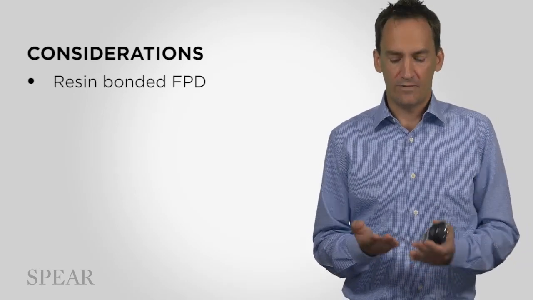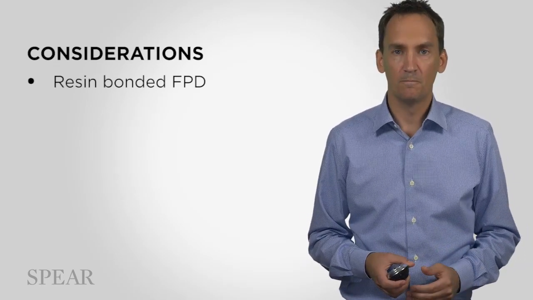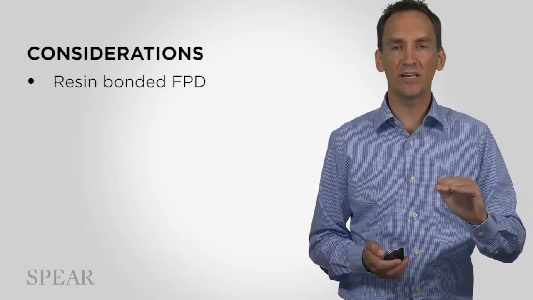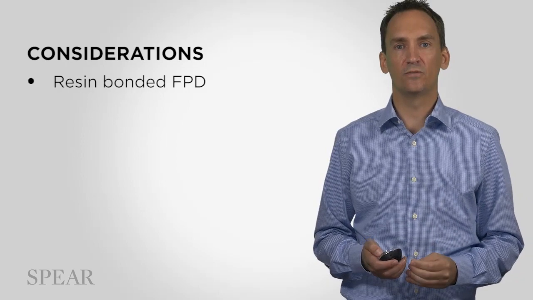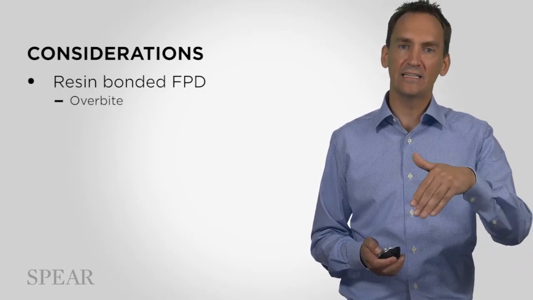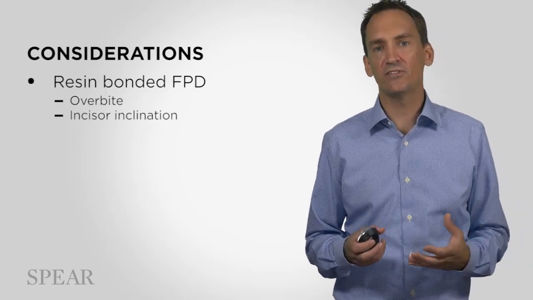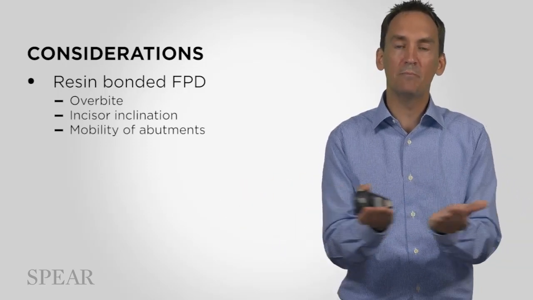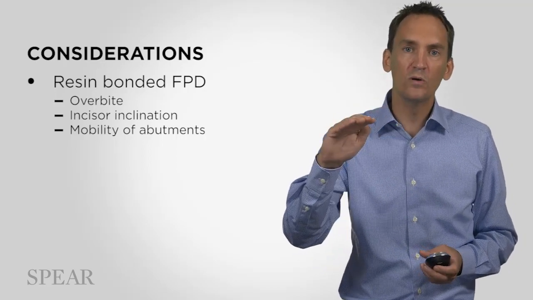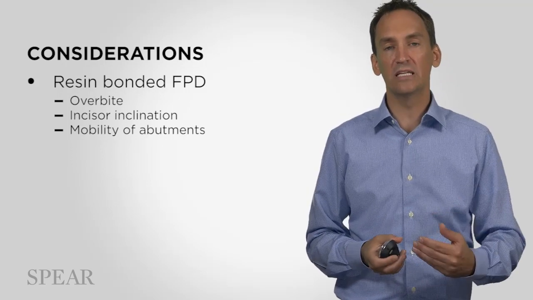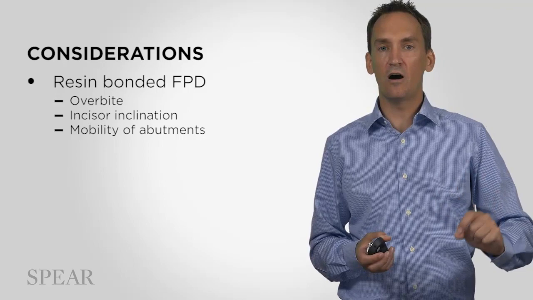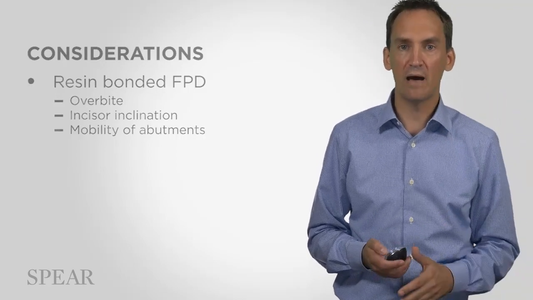Resin bonded bridges, if you look in the literature, can be very successful. But they also have the most stringent criteria associated with them to make them successful. Because I have to have the correct overbite, I have to have the correct incisor inclination, and I have to have mobility of the abutments be conducive for my resin bonded bridge. I'm going to go through the overbite, inclination, and the mobility of the teeth, because if we have a negative in either of these categories, the long-term success starts to go down dramatically.